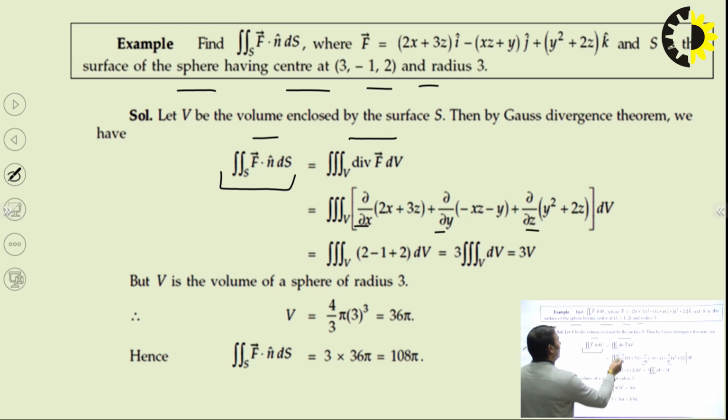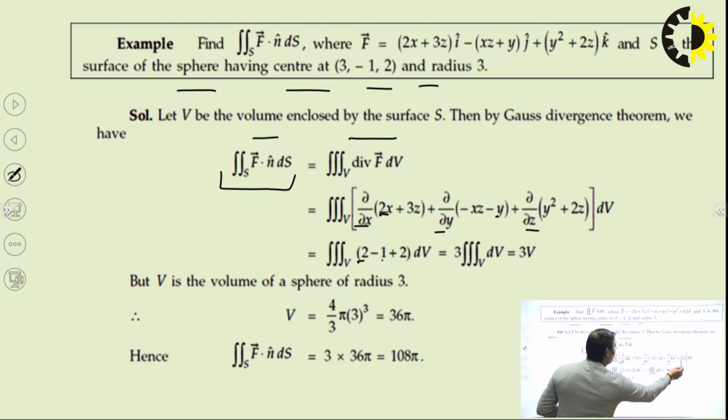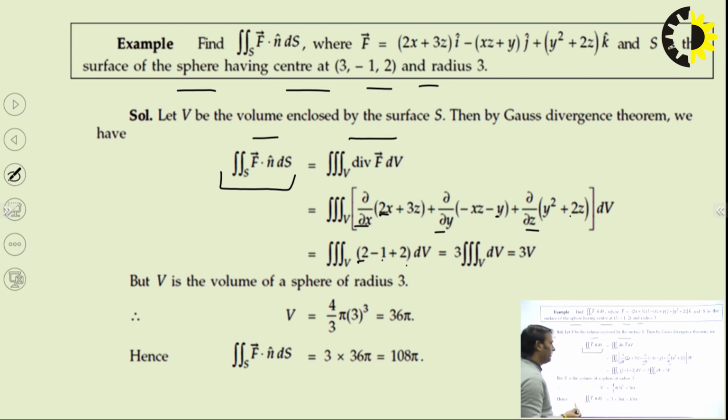Okay, and by differentiating, 2x gives 2, y gives minus 1, and z gives 2. So it is 3 of dv, meaning 3 of v, right?